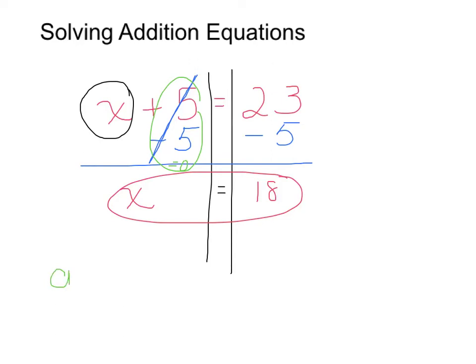And I can check this by saying, what's 18 plus 5? So I'm going to plug the 18 back in for x, because since x equals 18, I get 18 plus 5, which is 23, and that does indeed equal 23, so that checks. This works out. So for those of you that like steps, let's go ahead and look at the steps.